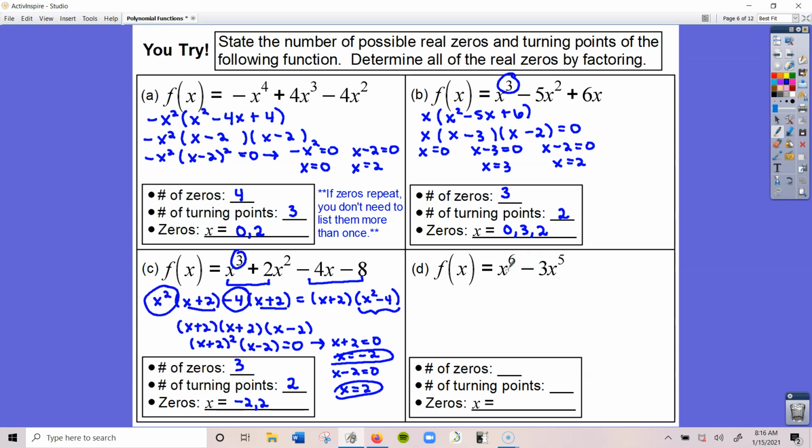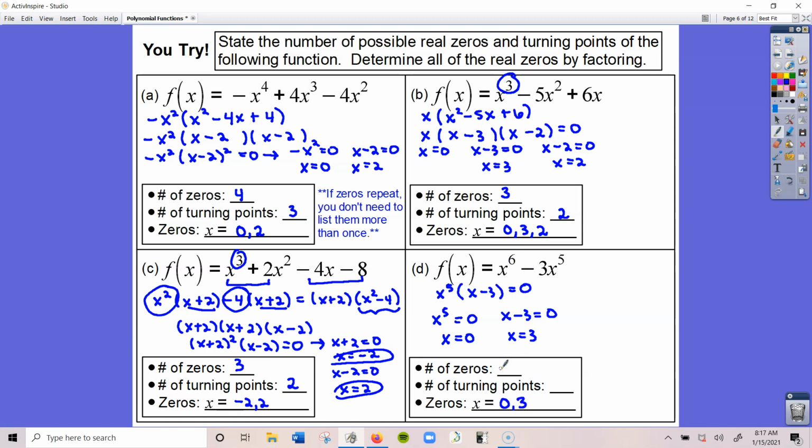For this last one here, we have x to the 6th minus 3x to the 5th. They both have an x to the 5th in common, so we're going to factor that out, leaving me with x minus 3. I can't keep factoring here, so that's it. So you set each individual factor equal to 0. Because there's nothing added or subtracted to it, this just means that x is equal to 0. And here I'd have to add the 3, so x is equal to 3. So those are my two zeros, 0 and 3.